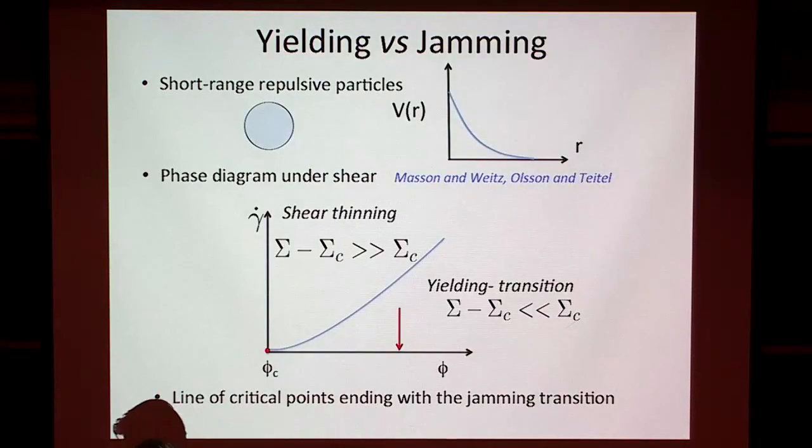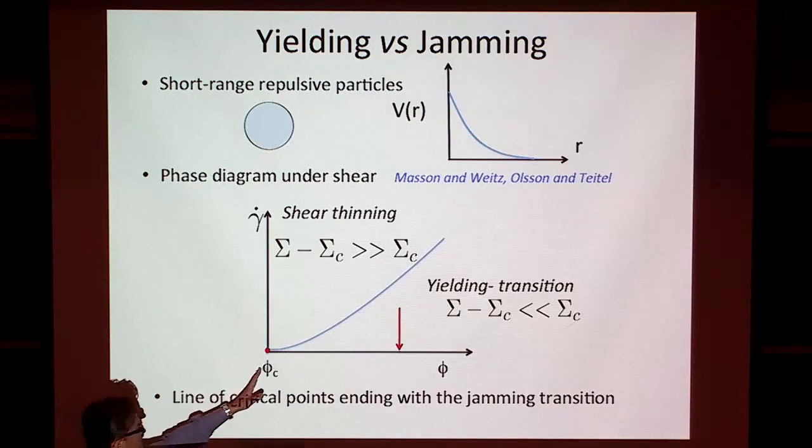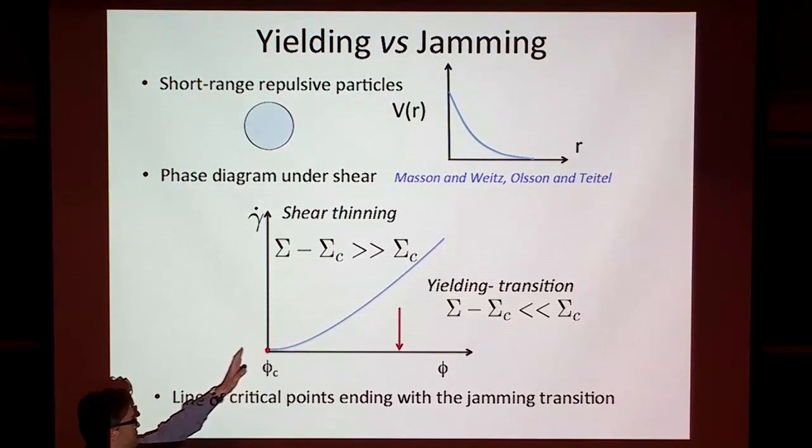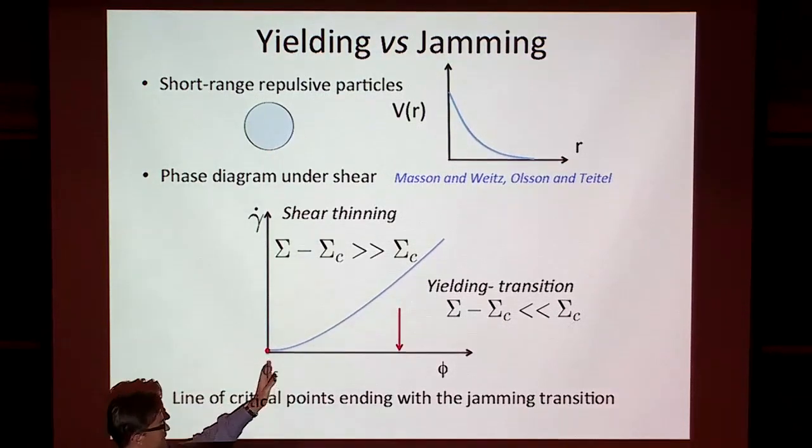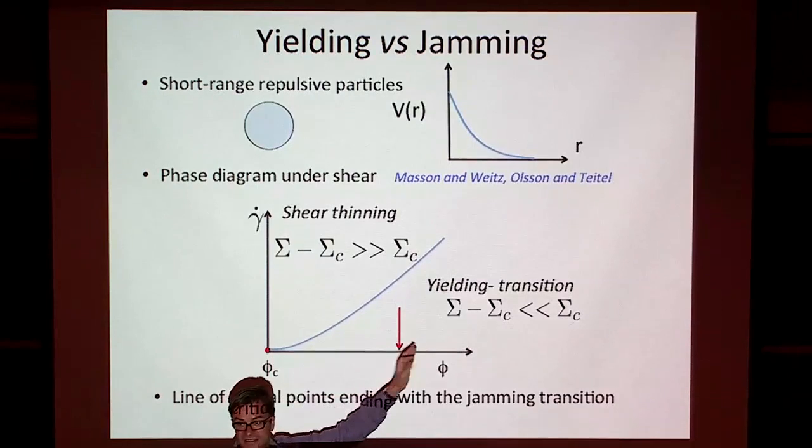Since my session is on jamming, I should also contrast this with the problem of the jamming transition. As you heard this morning, there was a lot of work in the last 10 years considering purely repulsive particles interacting with some finite range. A key parameter is the density or packing fraction phi. If you're below some phi, you don't have a solid. But if you're above some critical packing fraction, then you have a solid, and it is a yield stress material.